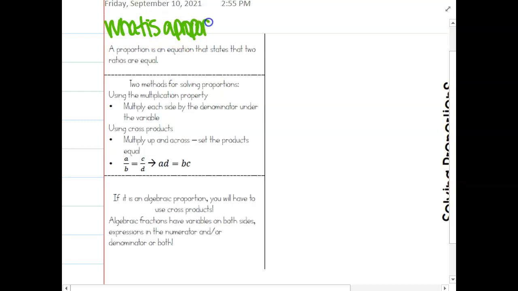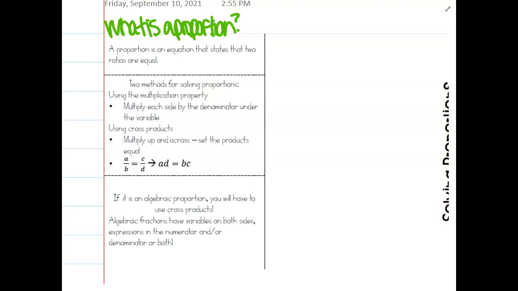So this is going to go on the outside of that first flap. Go ahead and write, what is a proportion? And if you open that first flap, it will tell you exactly what a proportion is. A proportion is an equation that states 2 ratios are equal. That's already written there for you.